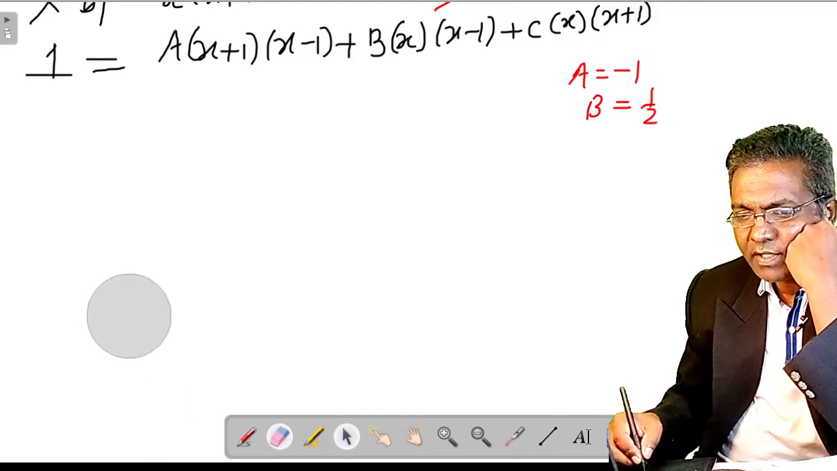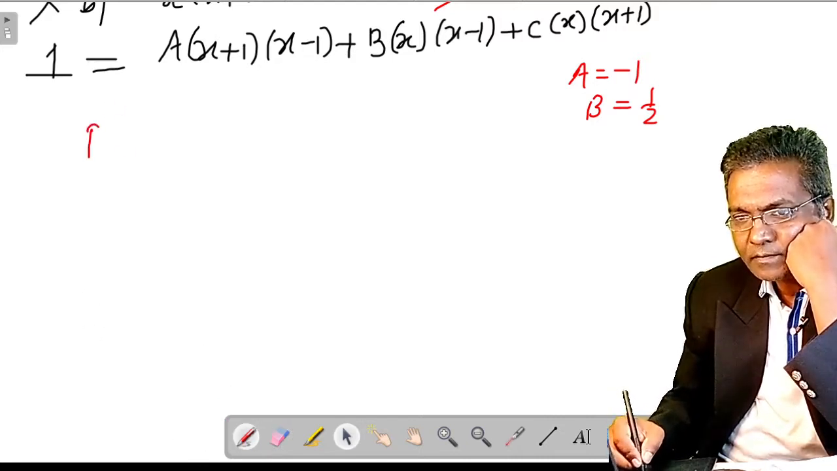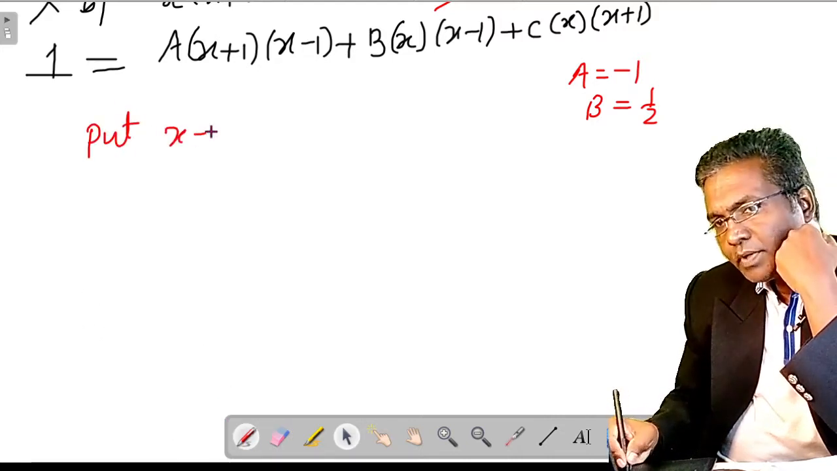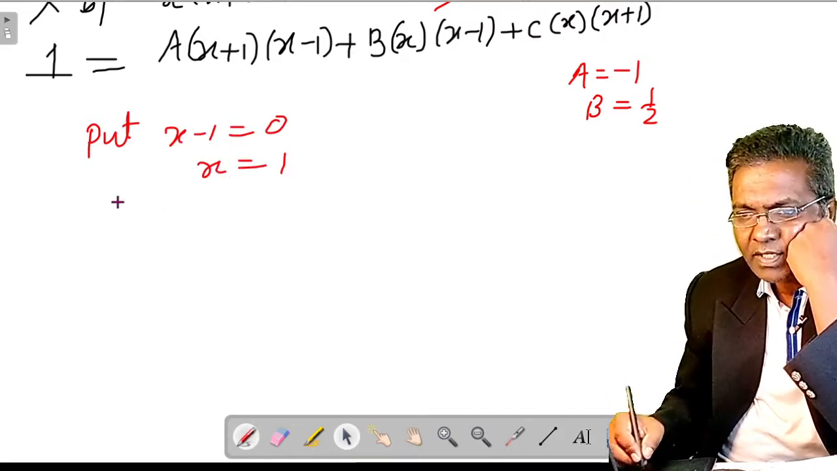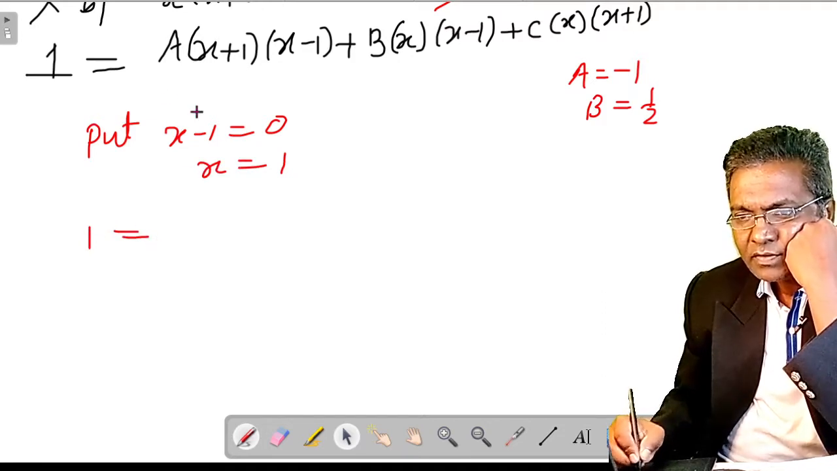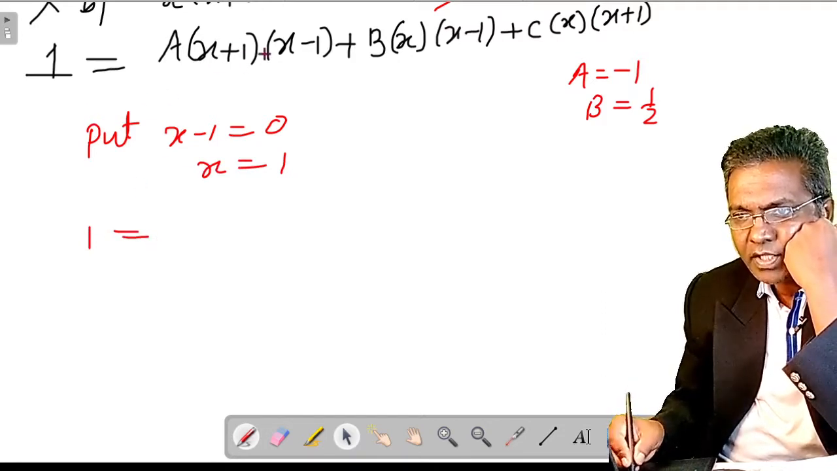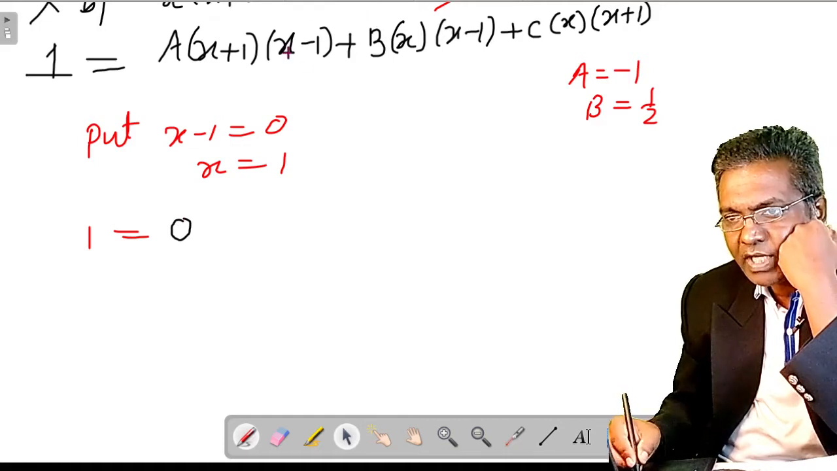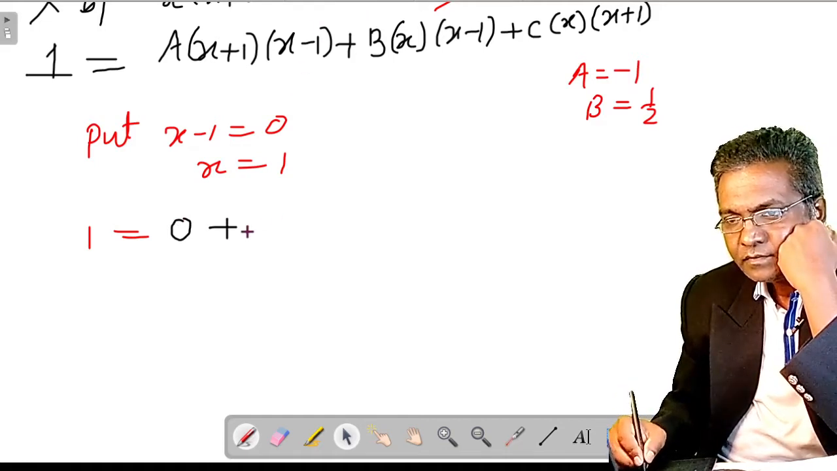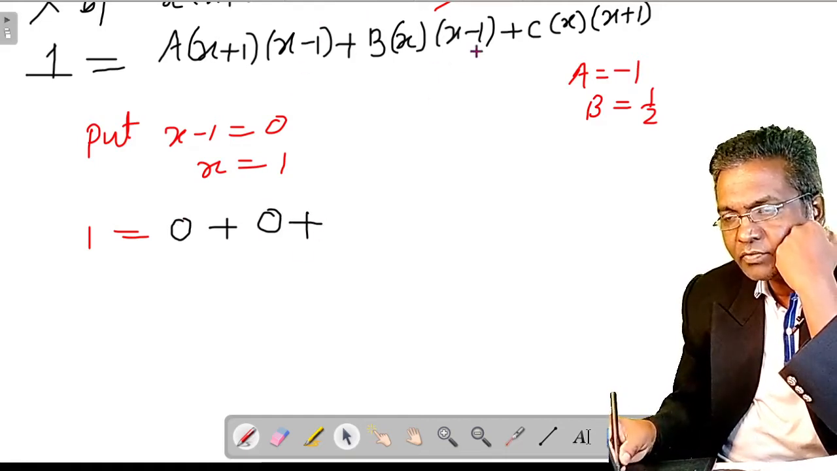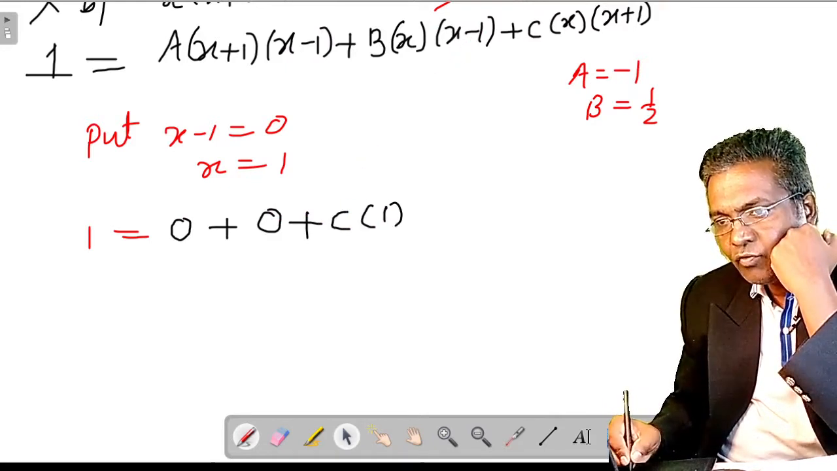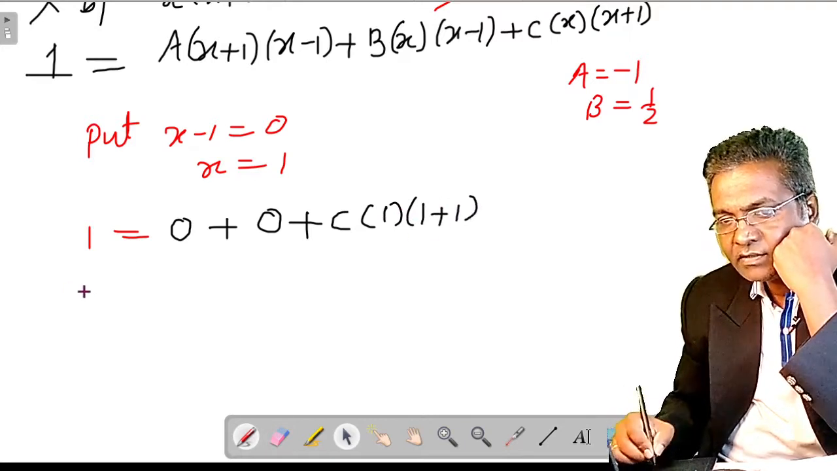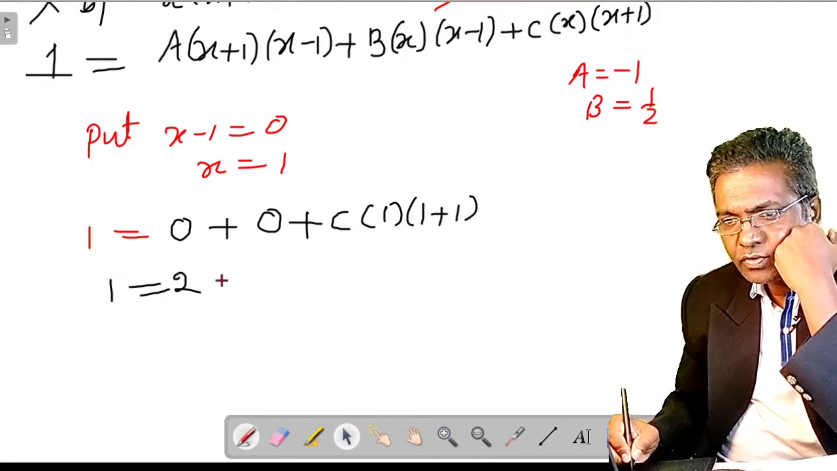Now we have another different factor x minus 1, so put that. Put x minus 1 is equal to 0, that is x is 1. So what will we get? 1 equals, if you put here, this term becomes 0 because we have x minus 1 here. The second term becomes 0 because we have x minus 1 here. c into 1 into 1 plus 1 you will get. So 1 is equal to 2c. c is also 1 by 2.